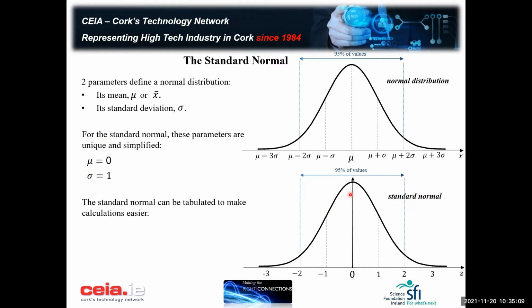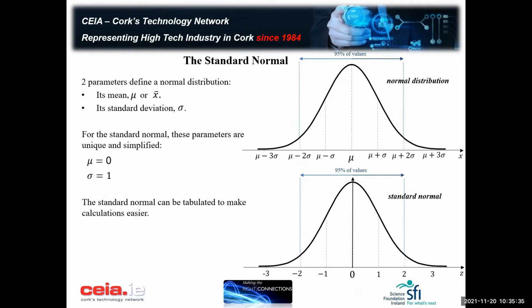The reason you would use this standard normal is because there's only one of them. There are infinite numbers of different normal distributions with different means and different standard deviations. So you can't plot all of them, or tabulate all of them, but you can tabulate this one standard normal. And you'll find this in your log tables.